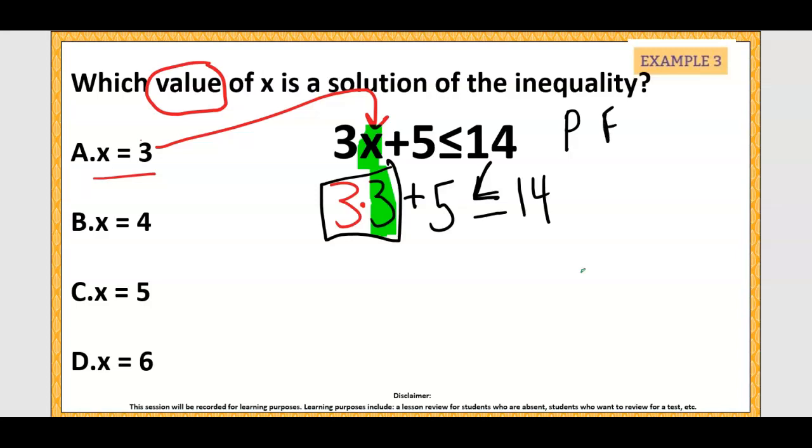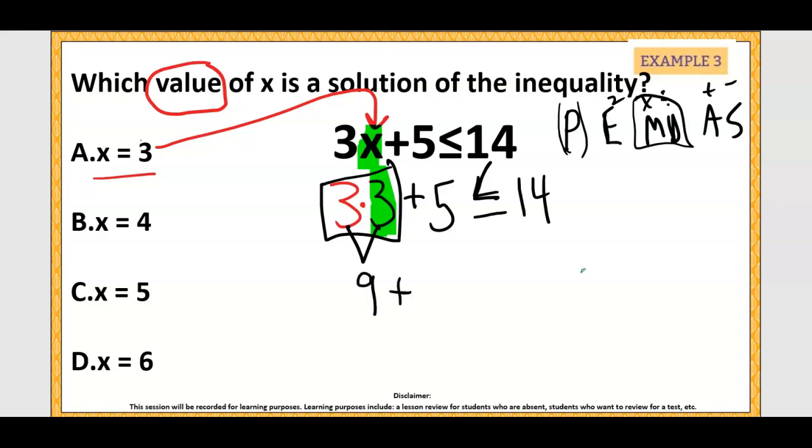P-E, please, excuse, my dear, together, and Sally, together. Parentheses, exponents, multiply, divide, add, subtract. So if we look at this, there's no parentheses, there are no exponents, but there is a multiply and divide. It's really just multiply, 3 times 3. So let's do that first. I'm going to rewrite everything else up here.